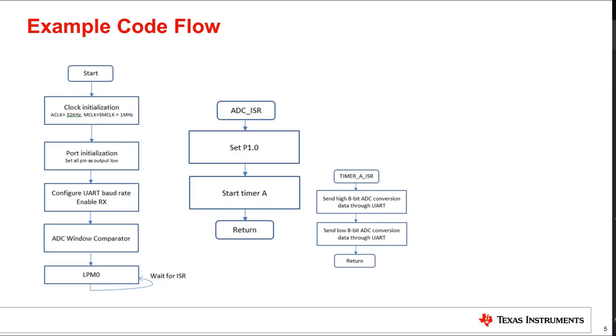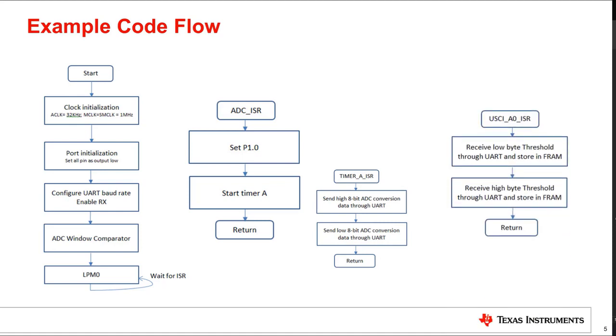The second one comes from the USCI A0 serial port. When data is received from the host GUI, the MCU saves that ADC threshold data to FRAM. Note that this new threshold is not effective immediately and is used upon the next device reset.